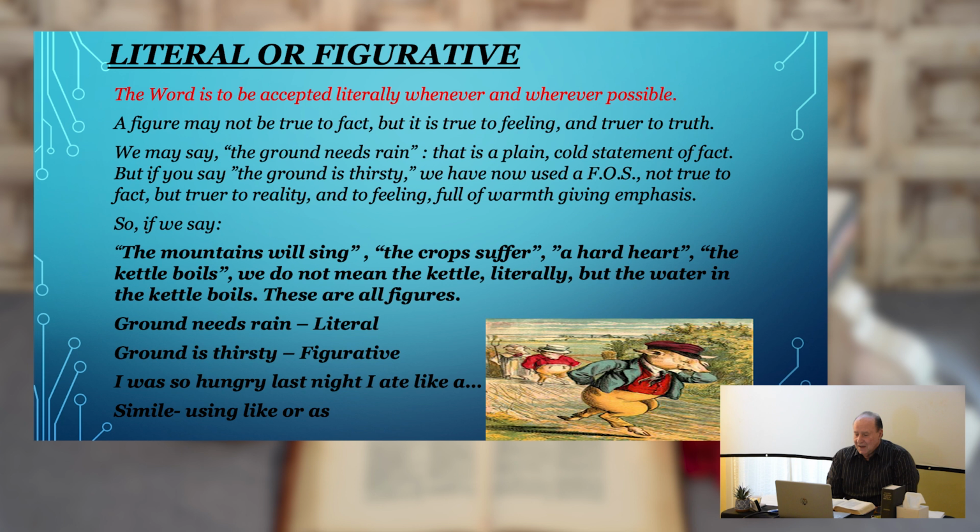A figure may not be true to fact, but listen to this. But it is true to feeling and truer to truth. We may say the ground needs rain. That is plain. It's a cold statement of fact. But if you were to say the ground is thirsty, that brings emphasis to that, right? When I say that the ground is thirsty, I think of the desert and how the dirt, you see all the cracks, or a dried up riverbed. I get the impression that it's thirsty. So we have now used a figure of speech, not true to fact, but true to reality and to feeling, but full of warmth, giving emphasis.